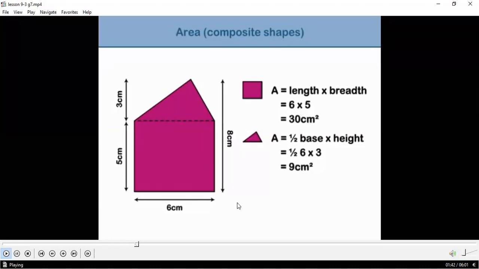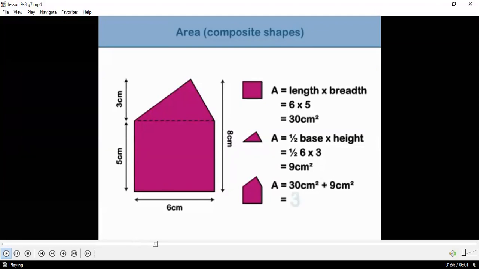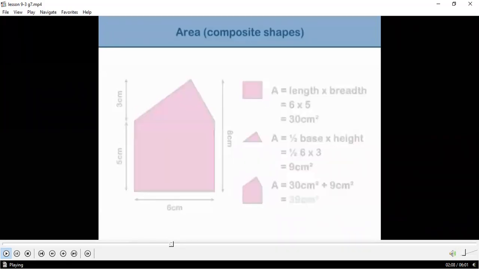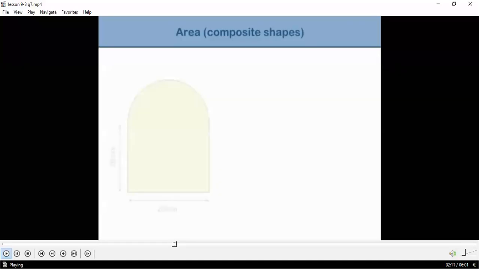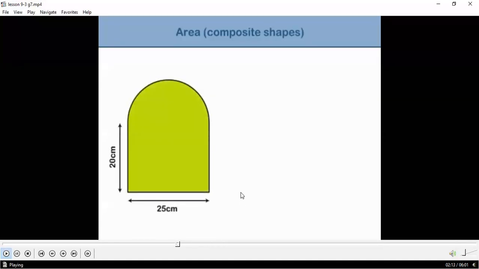After that, we have to do what? We already separated them into two parts, and we found at the beginning it wasn't a regular figure to describe. Now we need to add them. Yes, we need to add them. So it will be 39 square centimeters.